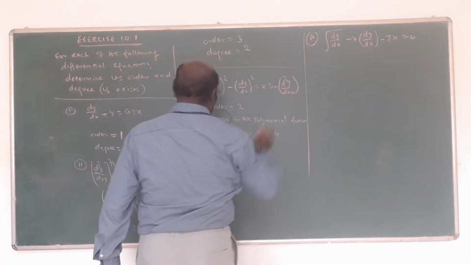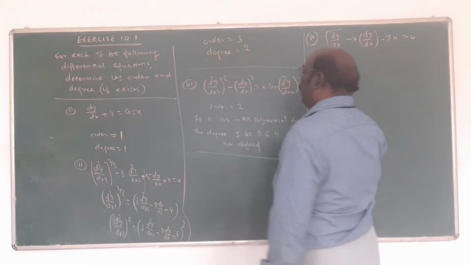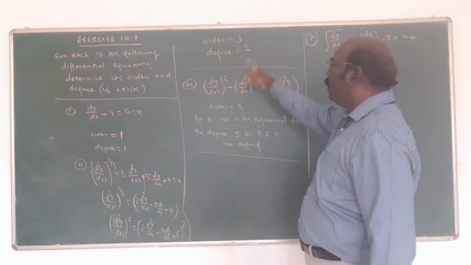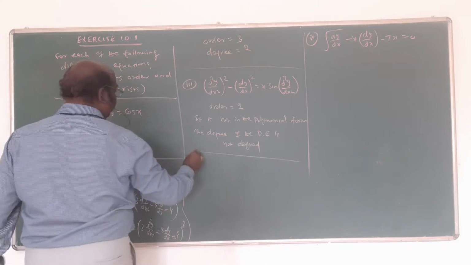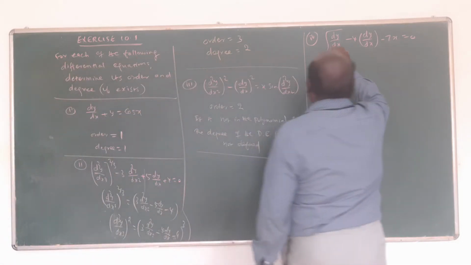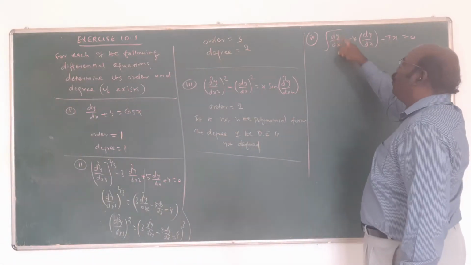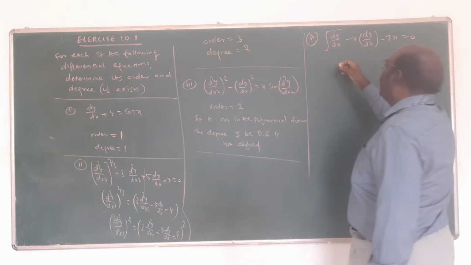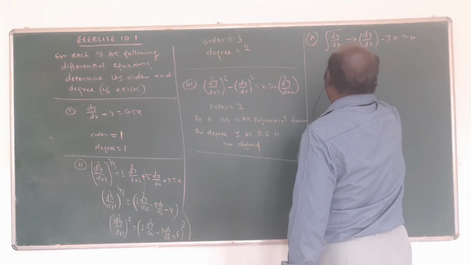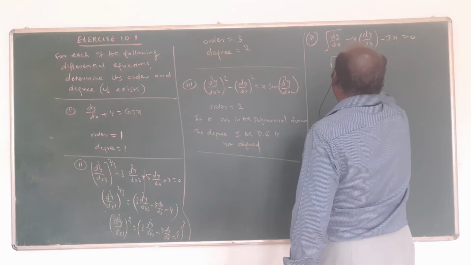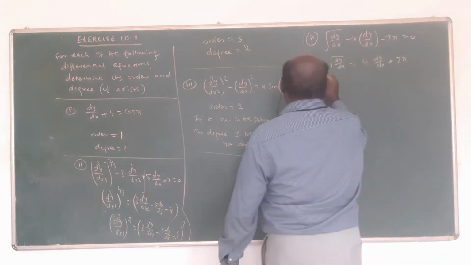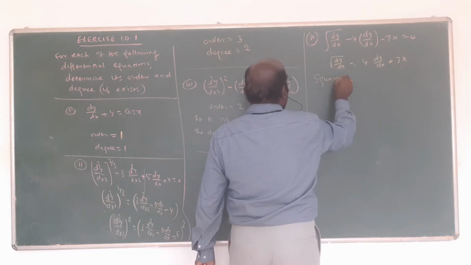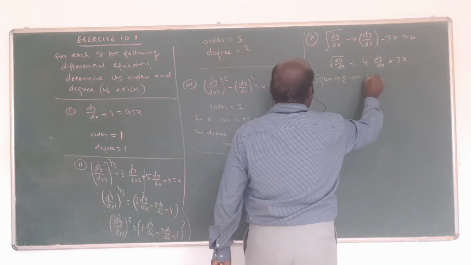Second question over. Now third question. Third question over. Now fourth question. Fourth question also has a root, a whole power. We do not want a fraction, that's why square root of dy by dx equals 4 into dy by dx plus 7x. Okay? Now square on both sides.